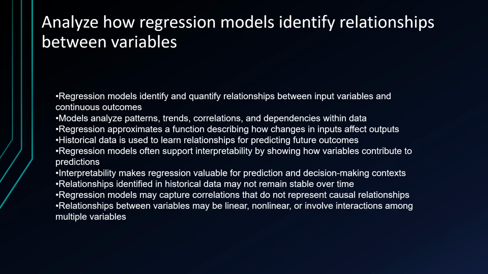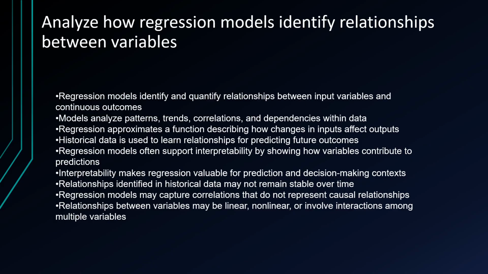Healthcare systems may also require interpretable models to explain how patient characteristics influence predicted outcomes. However, it's important to recognize that relationships identified in historical data may not remain stable over time. Regression models rely heavily on the assumption that patterns learned from historical observations will continue into future environments. In real-world systems, this assumption may not always hold. Consumer behavior changes, economic conditions shift, technologies evolve, and operational environments fluctuate continuously. When underlying relationships change, model accuracy may decline significantly.